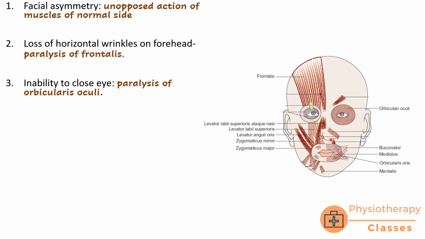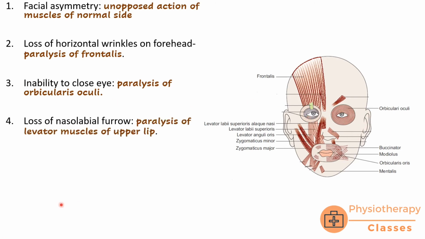Next is why the patient is not able to close the eyes. You can see here this muscle which is present around the orbit. This is known as orbicularis oculi. Oculi for eye, and orbicularis, it is like an orbit. So because of the paralysis of the orbicularis oculi, the eye cannot be closed on the paralyzed side.